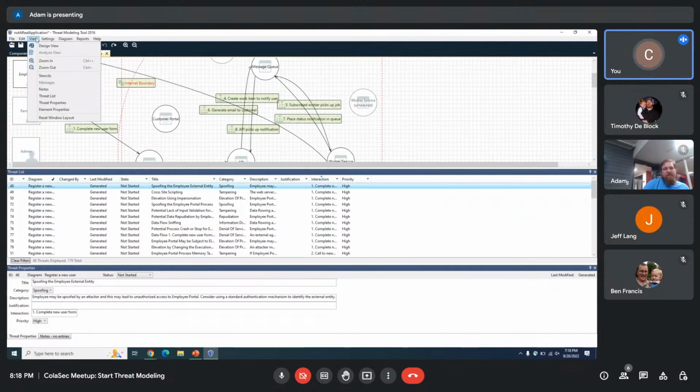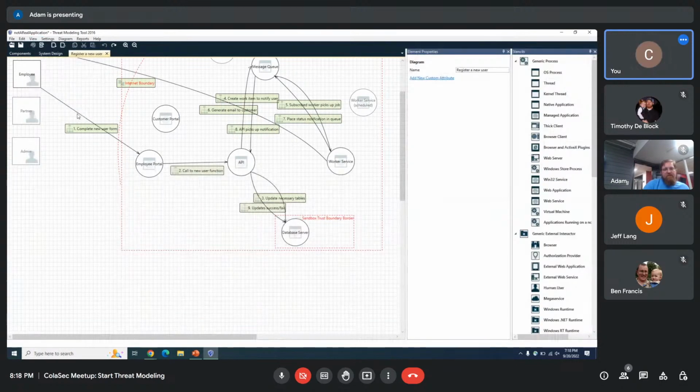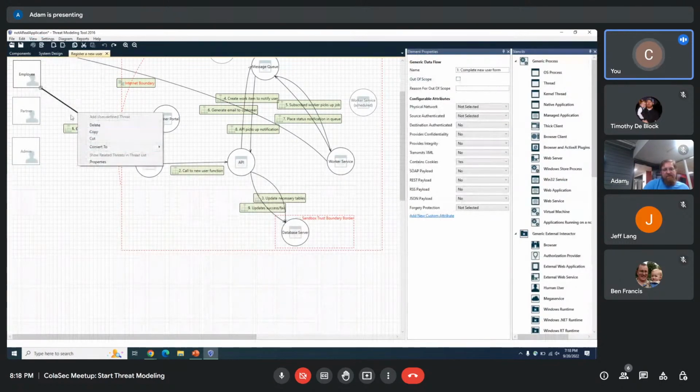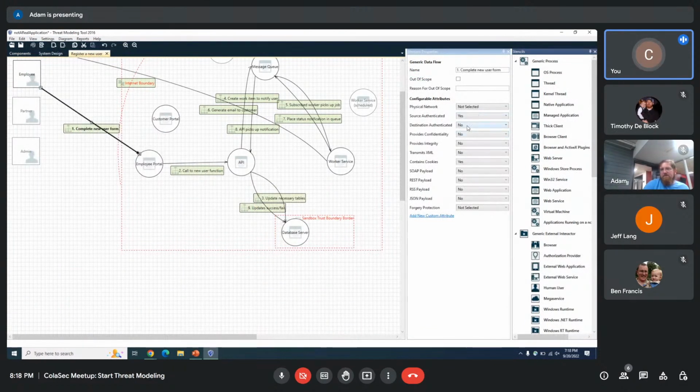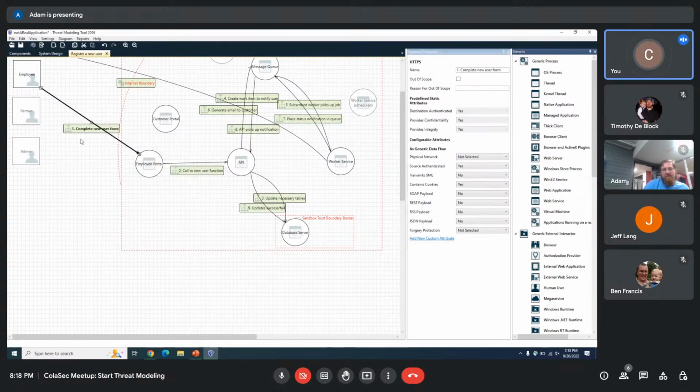So let's go back real quick to the design view, because I don't think I bothered specifying any of the properties here. Yep, no I didn't. So let's say we're authenticating the source and we're authenticating the destination. Now this is an authenticated connection. Convert to HTTPS. And those properties are how it determines what threats it's going to show you.